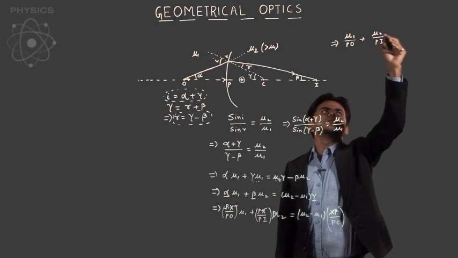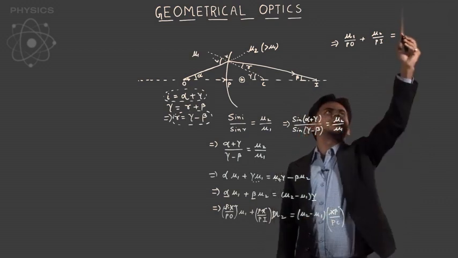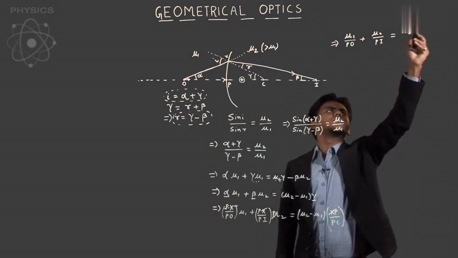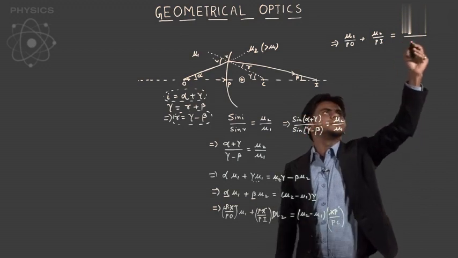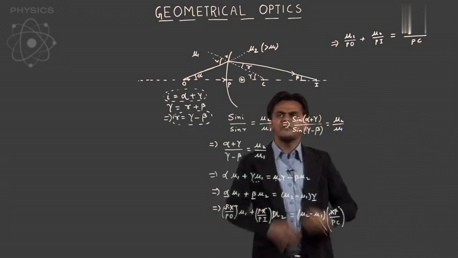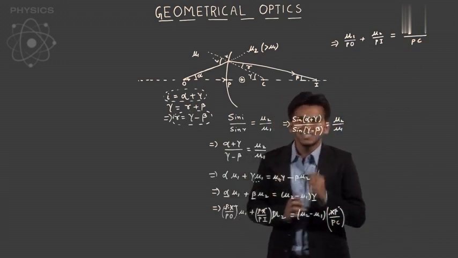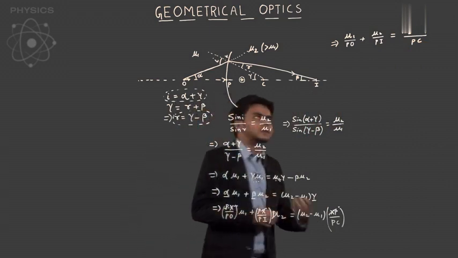This is mu2, if you have any confusion over here. And mu2 minus mu1 upon PC. Now half the mystery has been solved, but still a part of it is left. I have to invoke my sign convention thing.